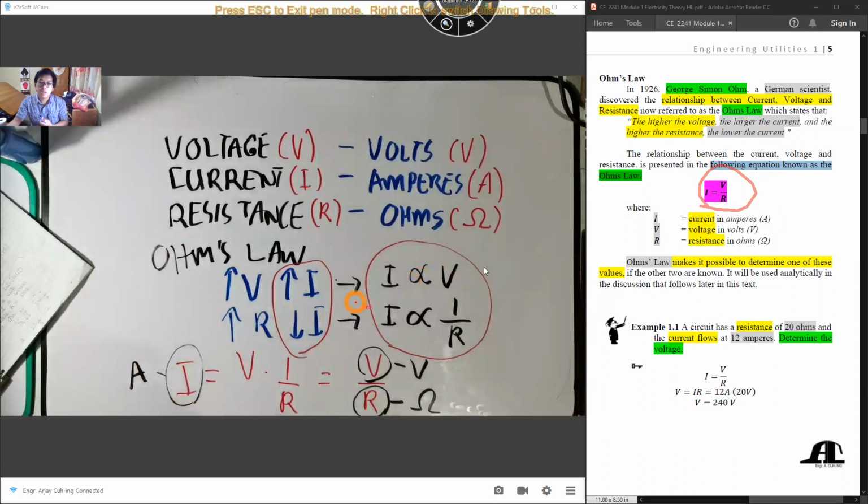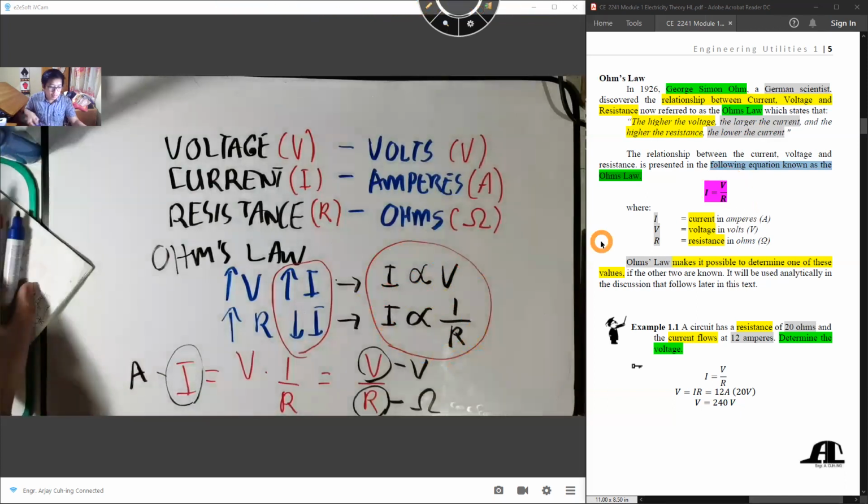Or para hindi nyo makalimutan class, tandaan nyo na lang yung relationship. Okay, so I is directly related to V. I is inversely related to R. Okay? So with that class, simulan na natin yung problem solving.